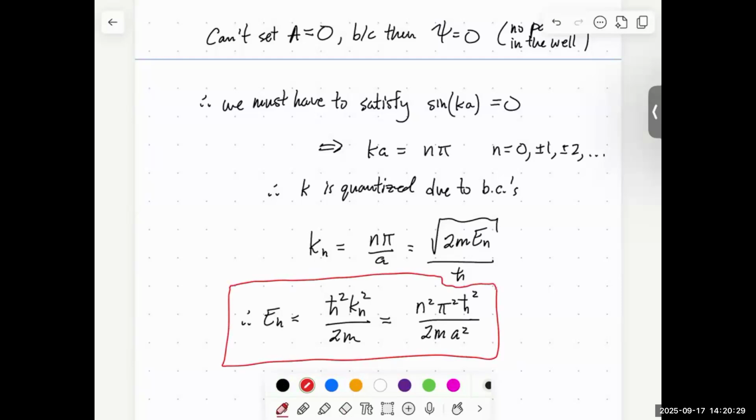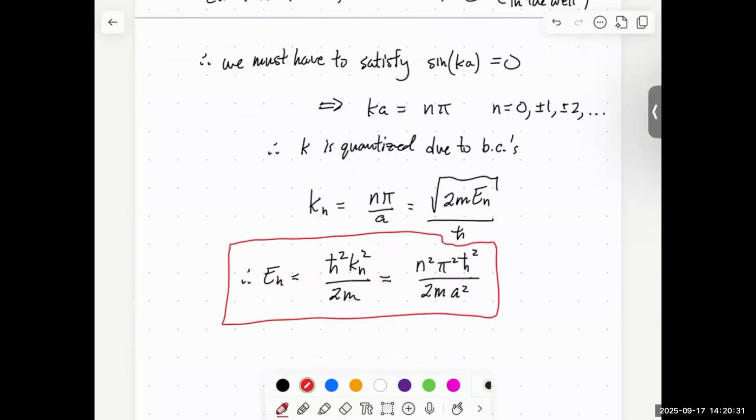So this quantization of K is really a quantization of the energy of the particle. So the energy of the particle in the well is quantized. Okay, this notation for K is also suggestive. K is usually used for wave number, 2 pi over lambda. And so we're going to expect K to be somehow related to the wavelength of these stationary states that we're solving for.